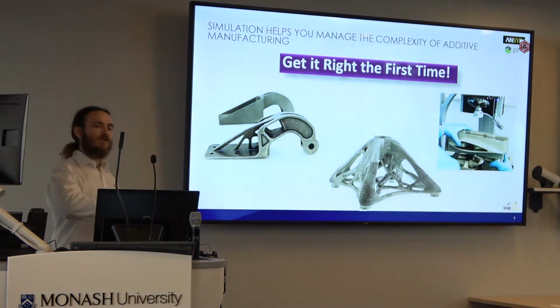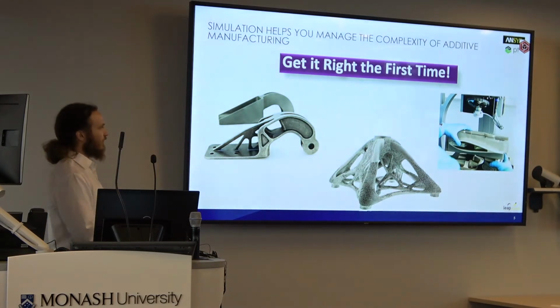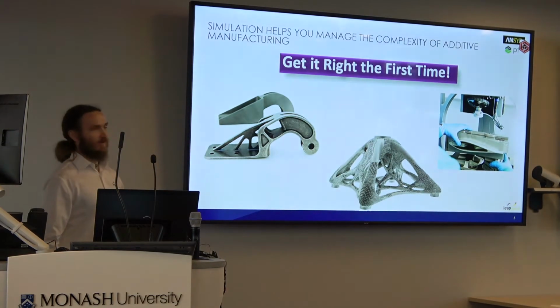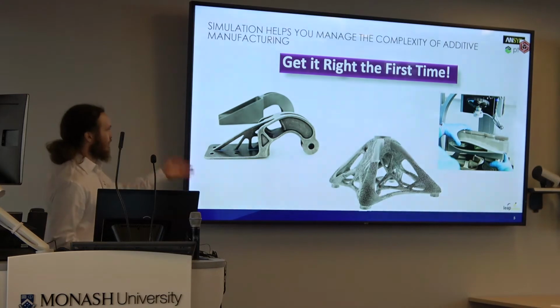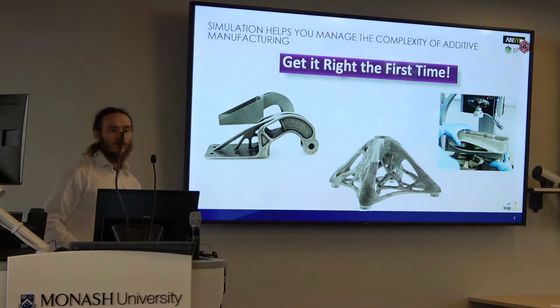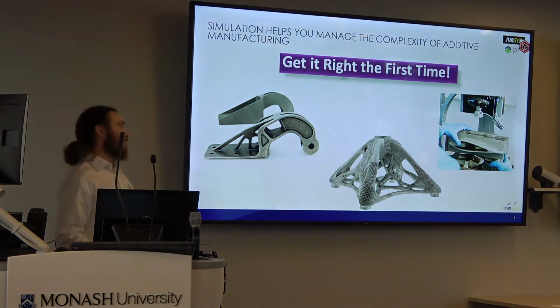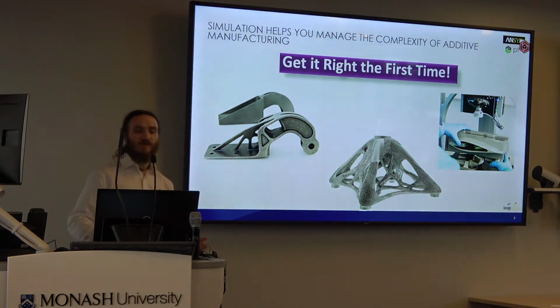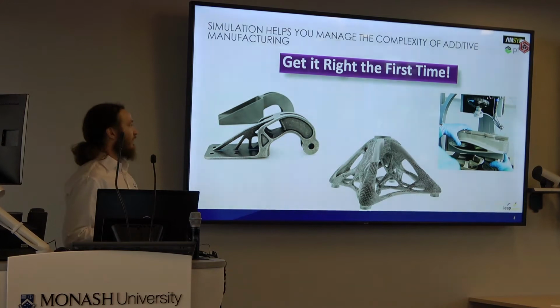Traditionally, without simulation tools to look at this process, you would have to use a trial and error process to get this right. So you might print this part this way up, but you find you get some residual stresses that cause some cracking, or the dimensional stability is not very good, so we try printing it upside down, or print it 90 degrees from that orientation. It's basically trial and error.